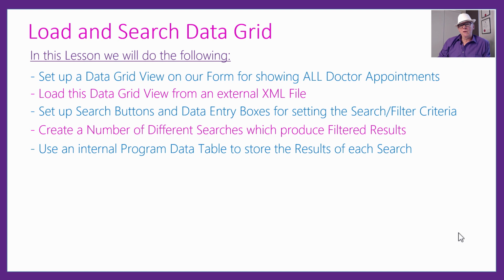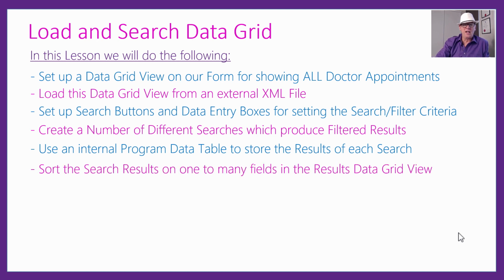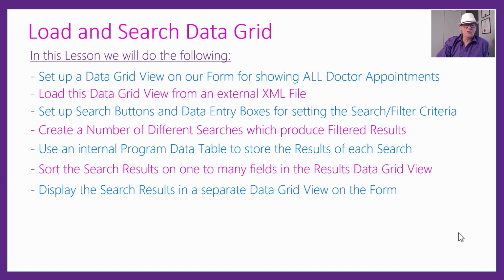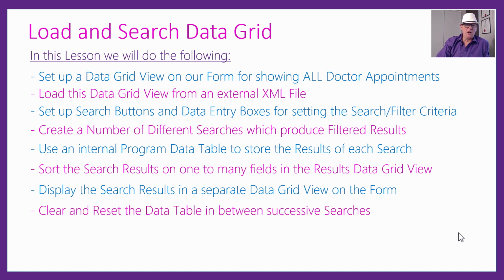Now, to do the sorting, you actually need to set up a program data table. So we define a data table in the program, load all our search results as we find them into that, and then we can process that data table before we put it out onto that lower data grid that's on the form. All right, so we're going to do the separate data grid view down the bottom.